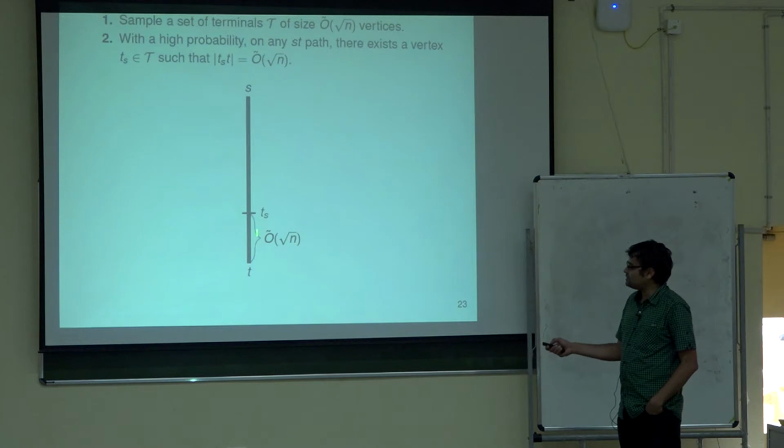So this particular length is roughly order square root of n log n. With very high probability you will find this t. Okay, this t is the sampled vertex.